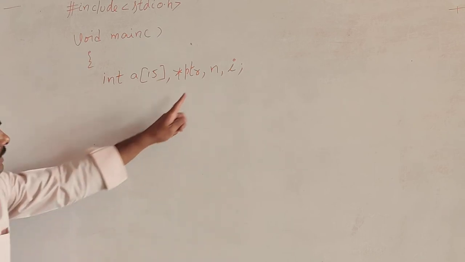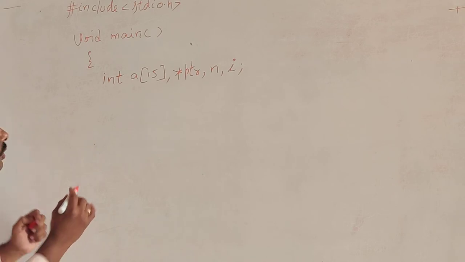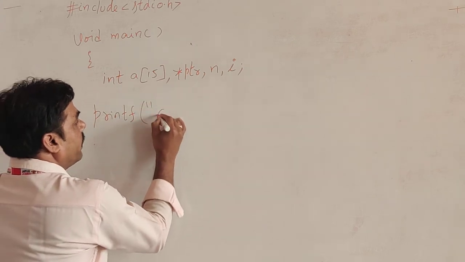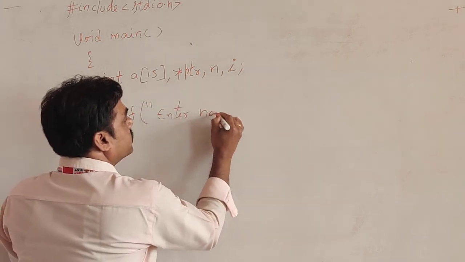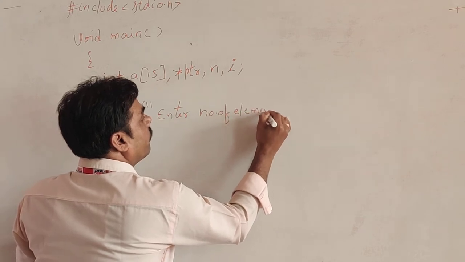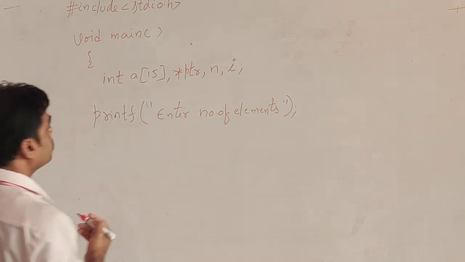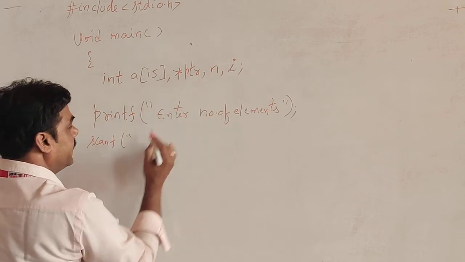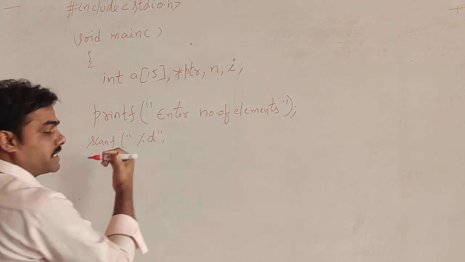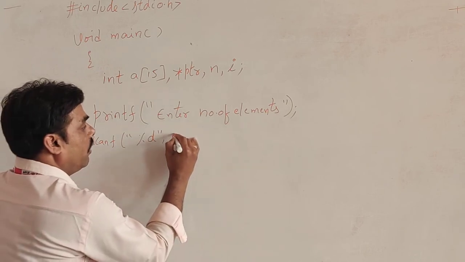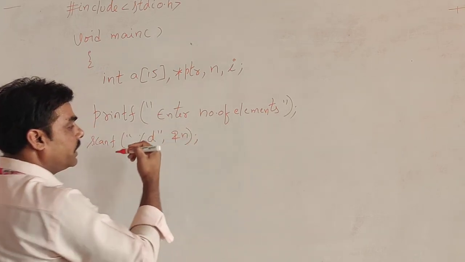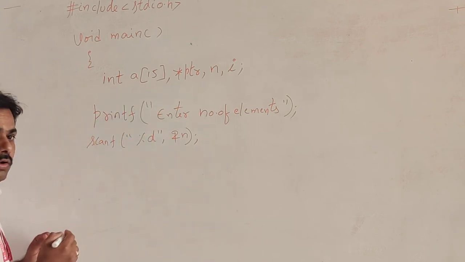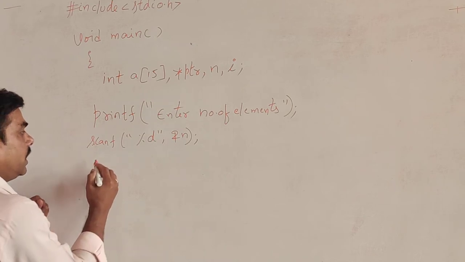Now I am going to read the n value, how many values you want to store. For that, simply read the n value from the keyboard: printf, enter number of elements. After that, read the value with scanf. n is an integer, so we use the %d format specifier followed by the ampersand symbol and n. So read the n value, maybe 5, 6, 7, below 15 only should be given as the n value. After that, we would like to read the elements into the array. We will see now how to do that.